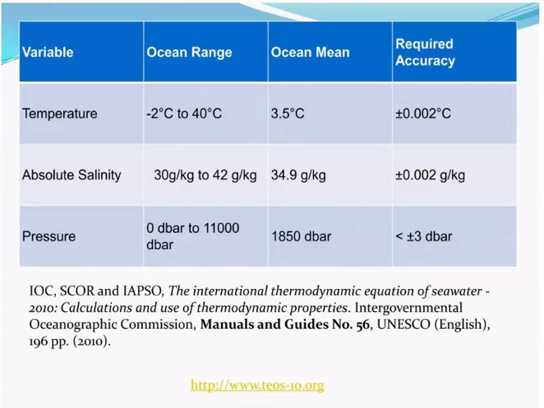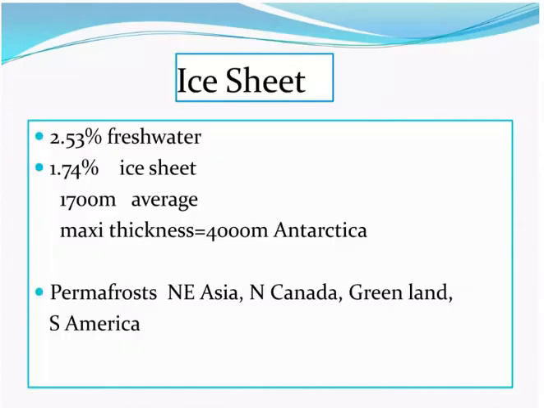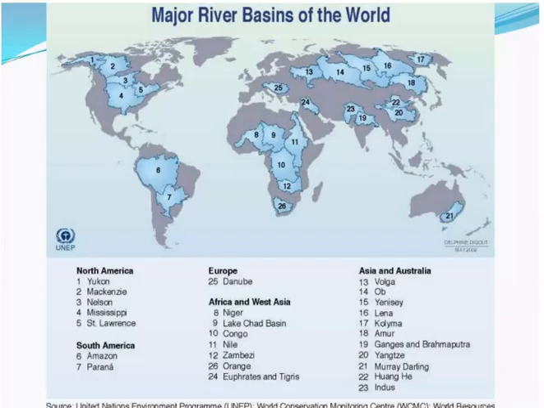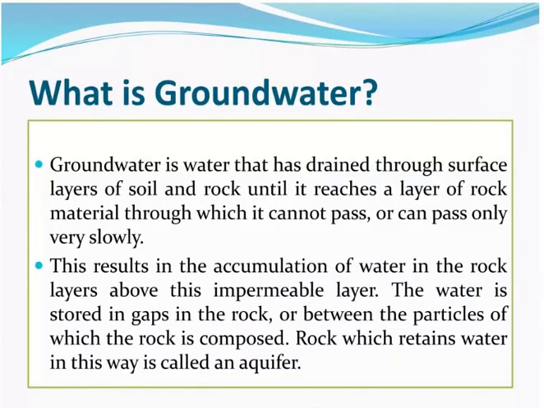So you have the ocean range, ocean means, required accuracy, temperature, absolute salinity, and pressure. You know the ice sheet: 2.53% fresh water, 1.7 for ice sheet, and 700-meter average. Now you can see major river basins of the world.